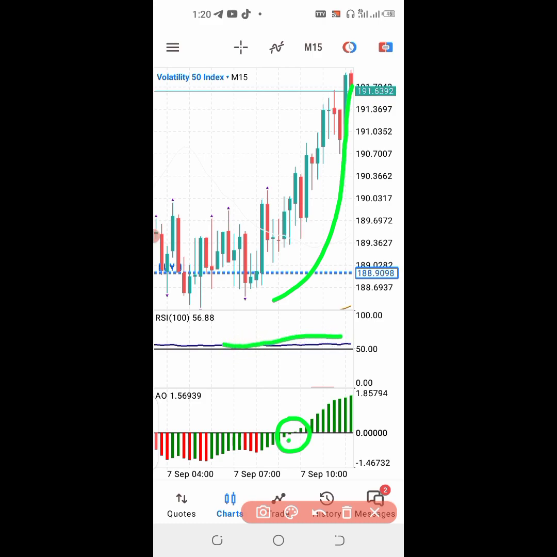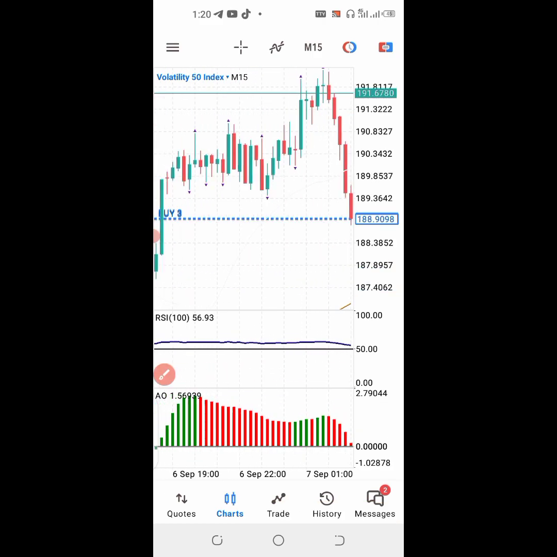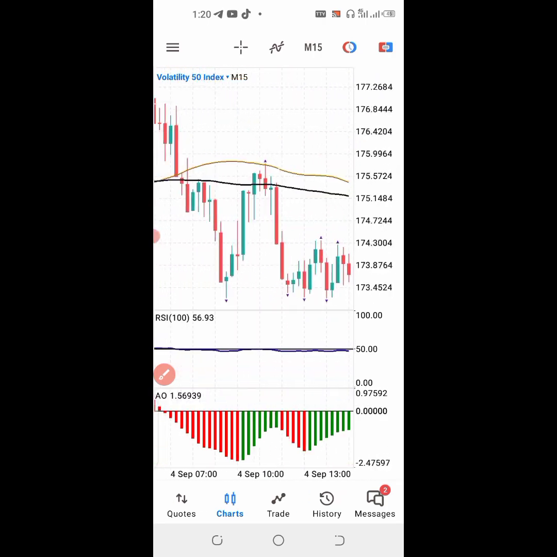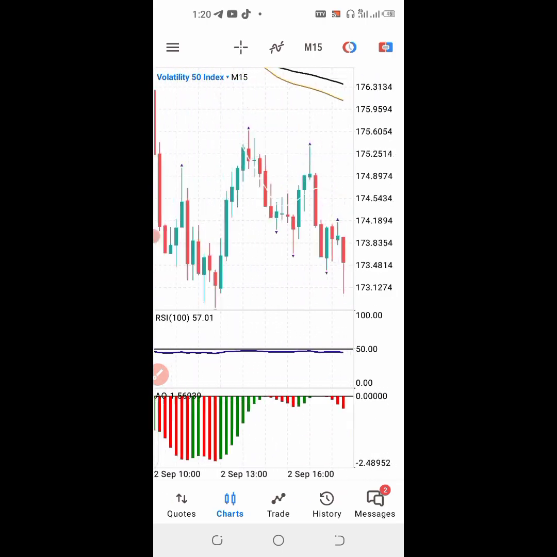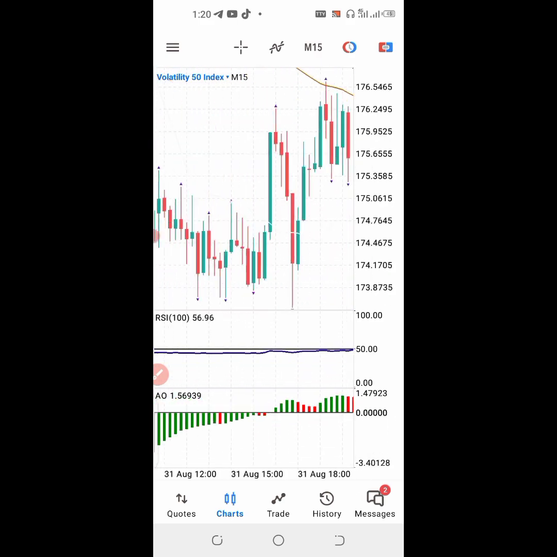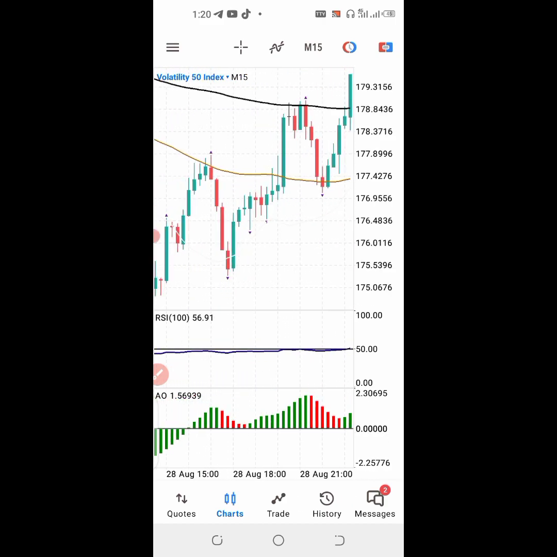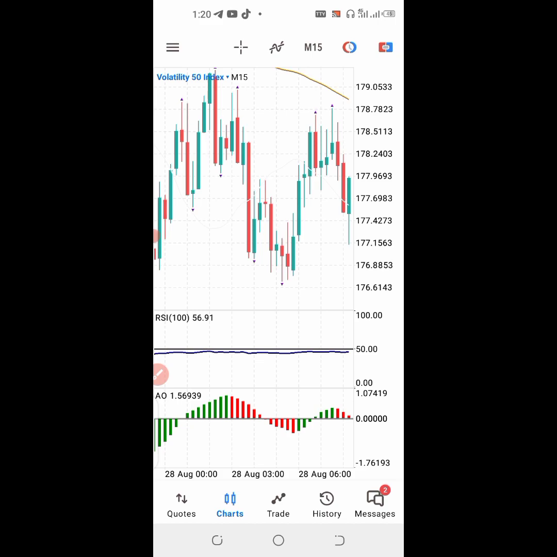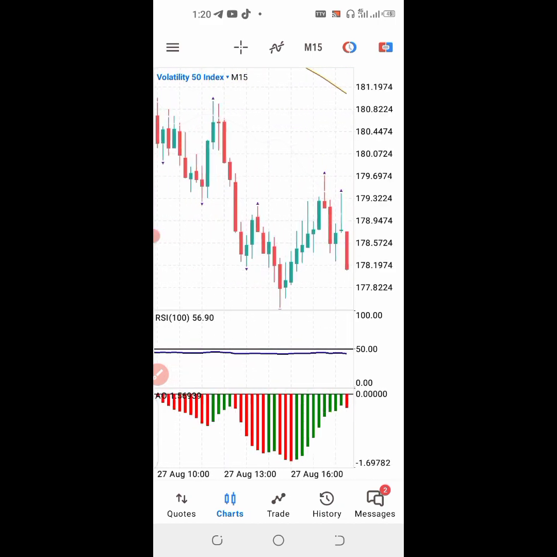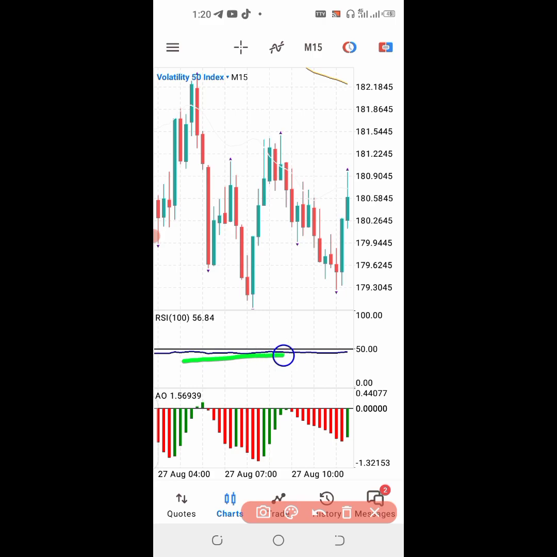So guys, let's check if we can see a sell trend. This is volatility 50 index. Let's check. So guys, here is selling, here is super selling, and our RSI is below the 50 level. It's below the 50 level. So we'll find a place to enter our trade, guys.